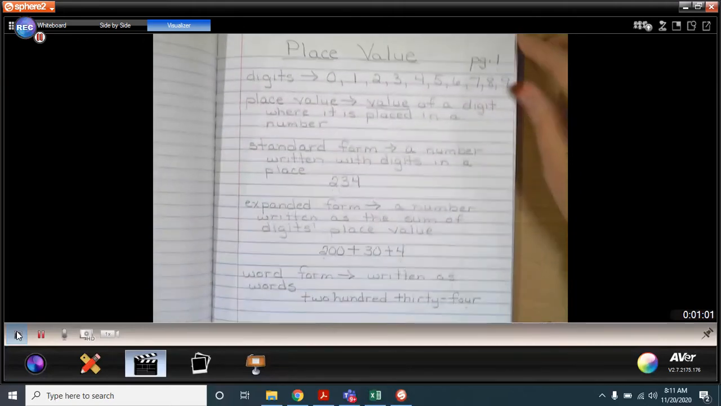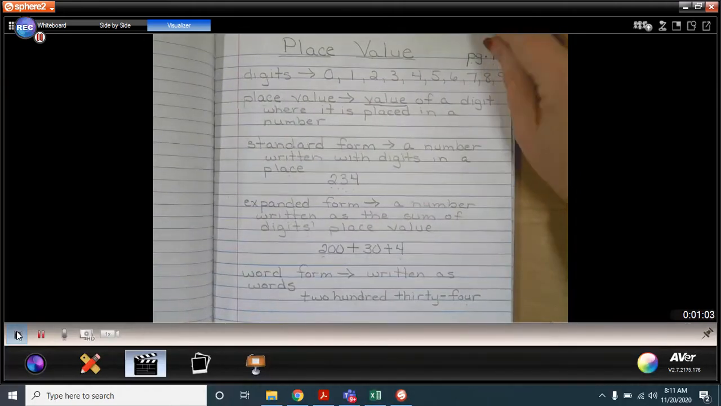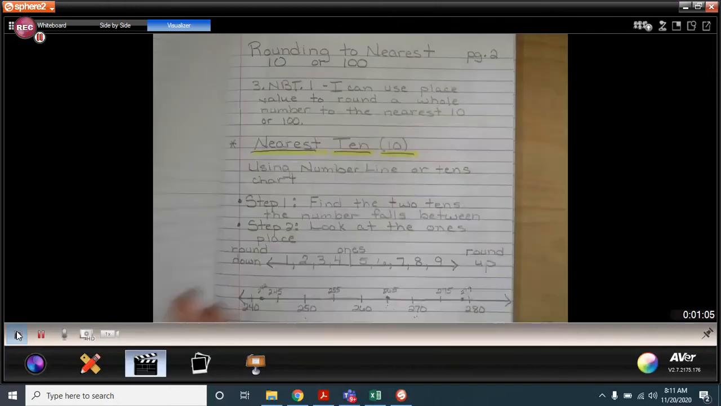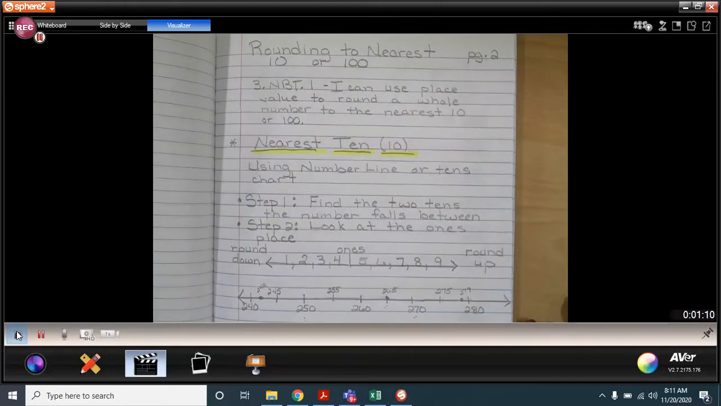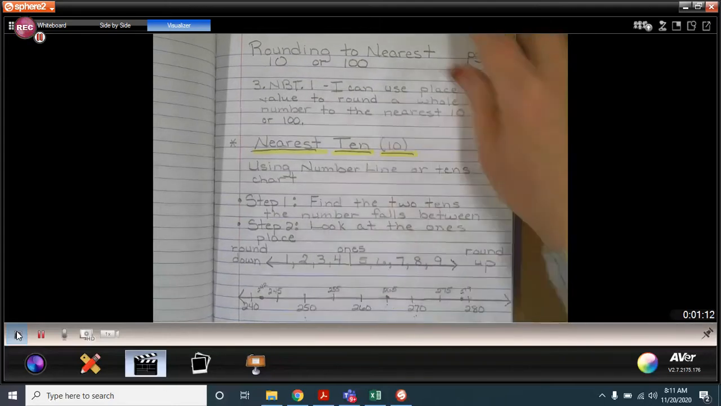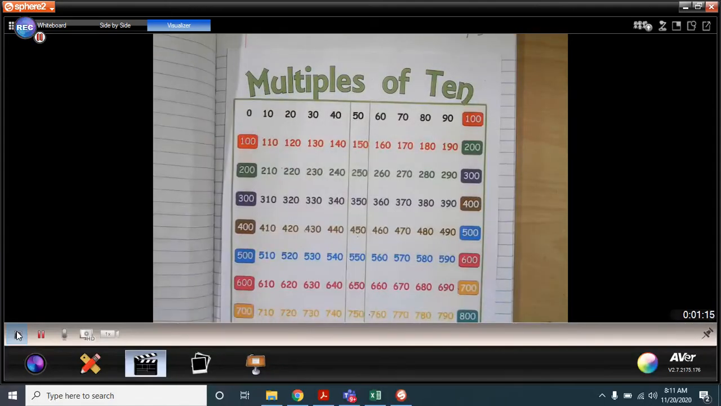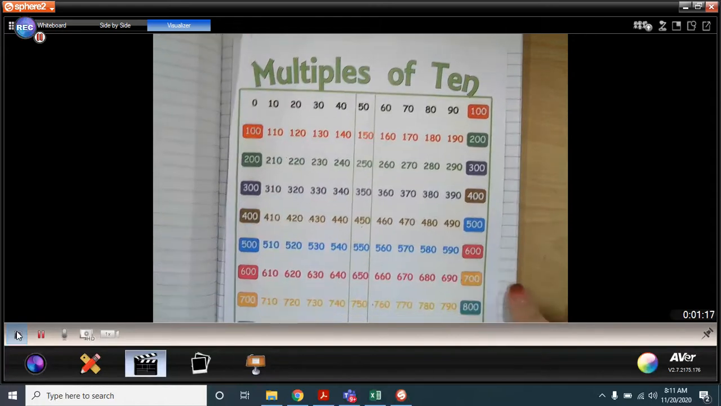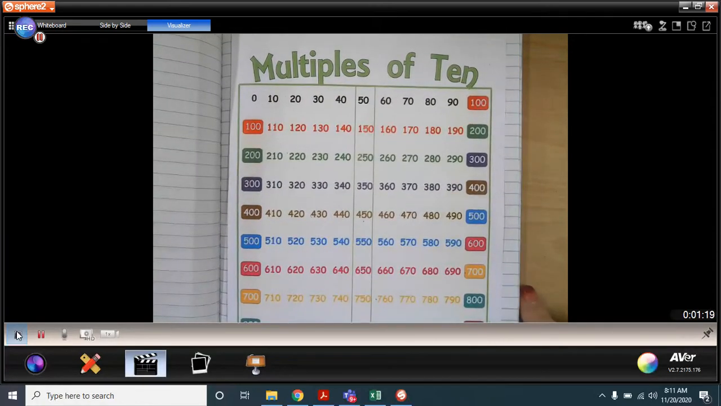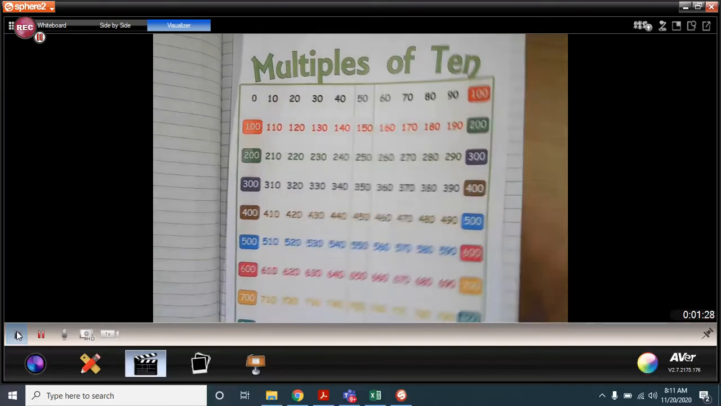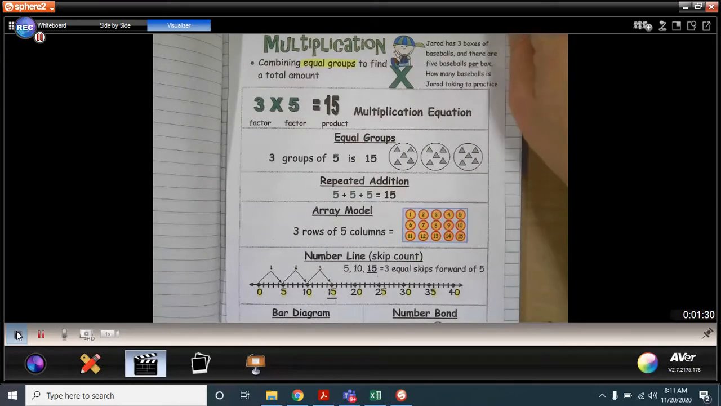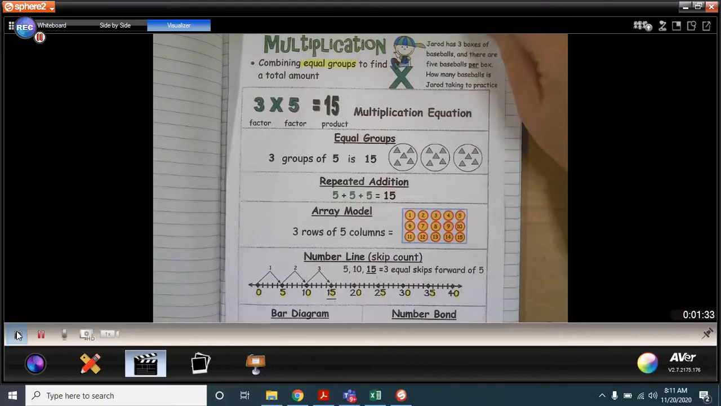We have a place value section. We have rounding to the nearest 100 and 10. The first part is rounding to the nearest 10, and the back is rounding to the nearest 100. This chart helps you with your multiples of 10 and working with rounding. You look for the number between which two tens or between which two hundreds. We have our multiplication anchor chart here.